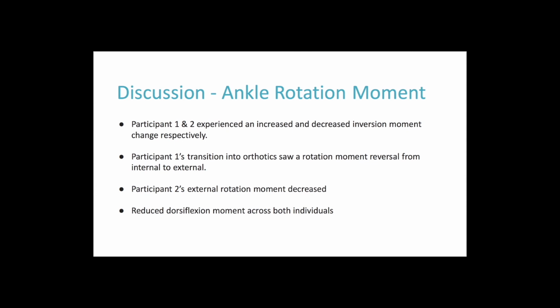Participant 2's external rotation moment decreased. And finally, we noticed a reduction in dorsiflexion moment across both individuals. The reference paper attributes this to the fact that wedge orthoses alter the stiffness characteristics of the lower limb. This is due to the fact that orthoses reduce the range of rear foot pronation or supination, depending on how they are wedged.